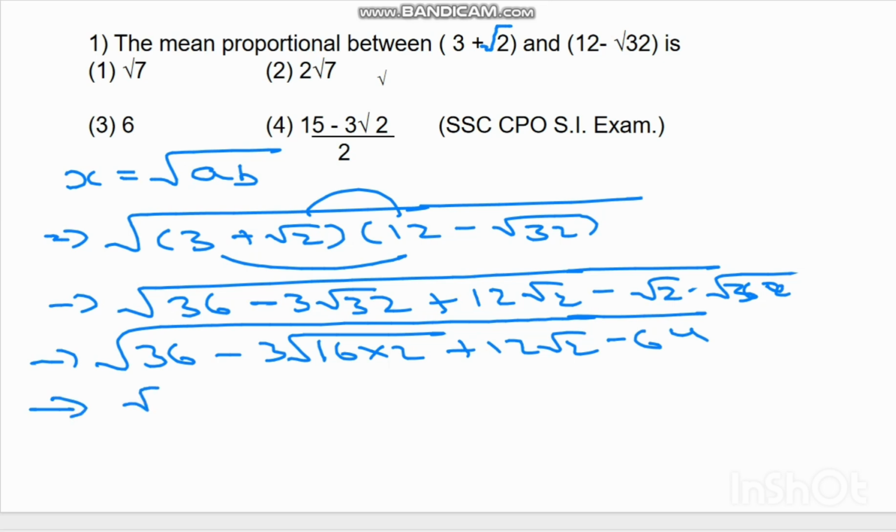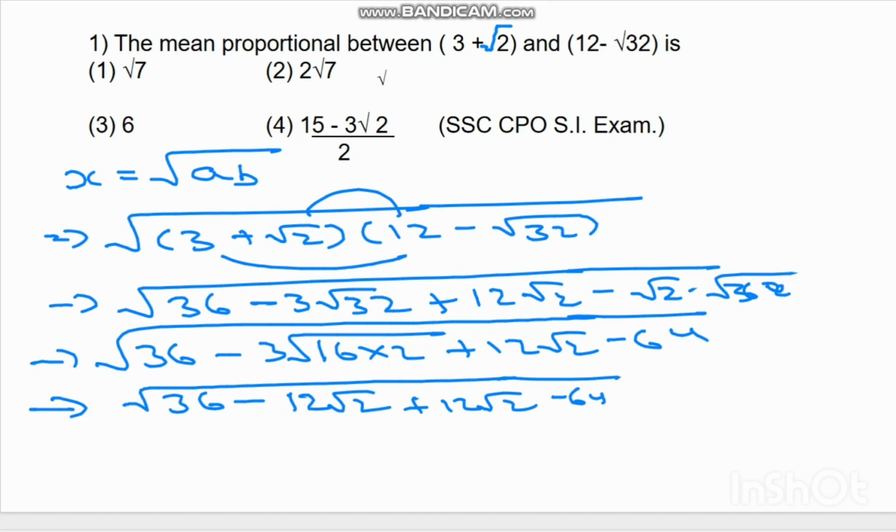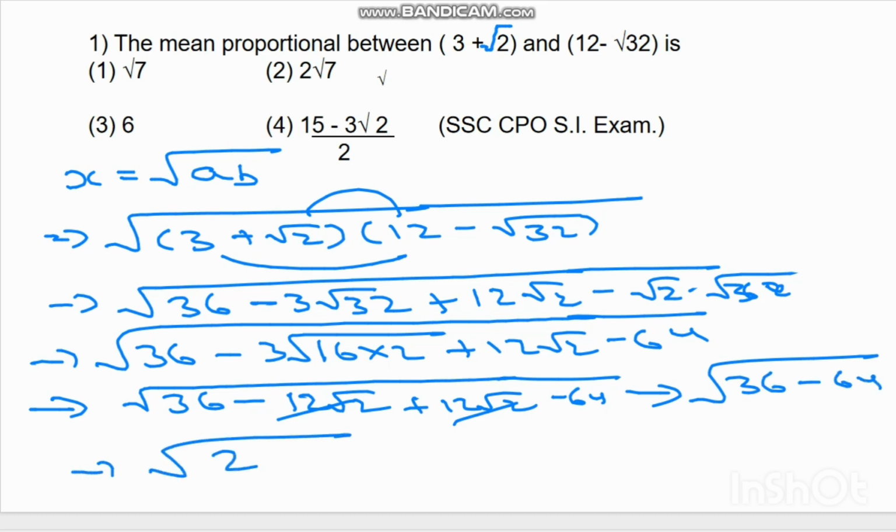And root 16 is nothing but 4. So 4 into 3 is 12 root 2, plus 12 root 2 minus 64. Here 12 root 2 will be cancelled. So 36 minus 64 is nothing but root 28. Root 28 can be written as root 4 into 7. So root 4 is nothing but 2 root 7.